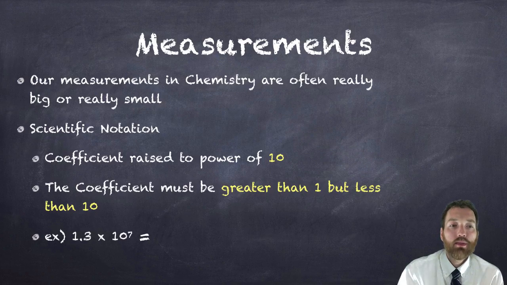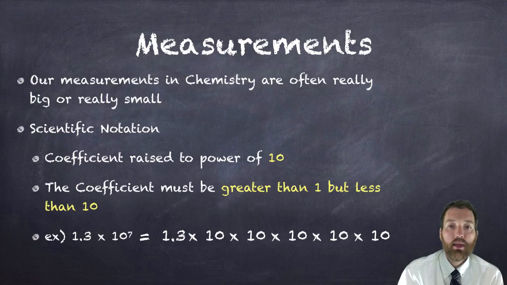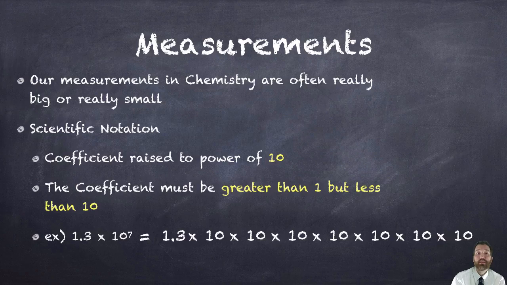Okay, this really means 1.3 times 10 times 10 times 10, you get the idea, times 10 7 times. If I punch that in my calculator, 1.3, and then times that by 10 7 times, I get an answer of 13 million. So I could use numbers like 13 million, or I could make my life a little easier and shorten it down to 1.3 times 10 to the 7.